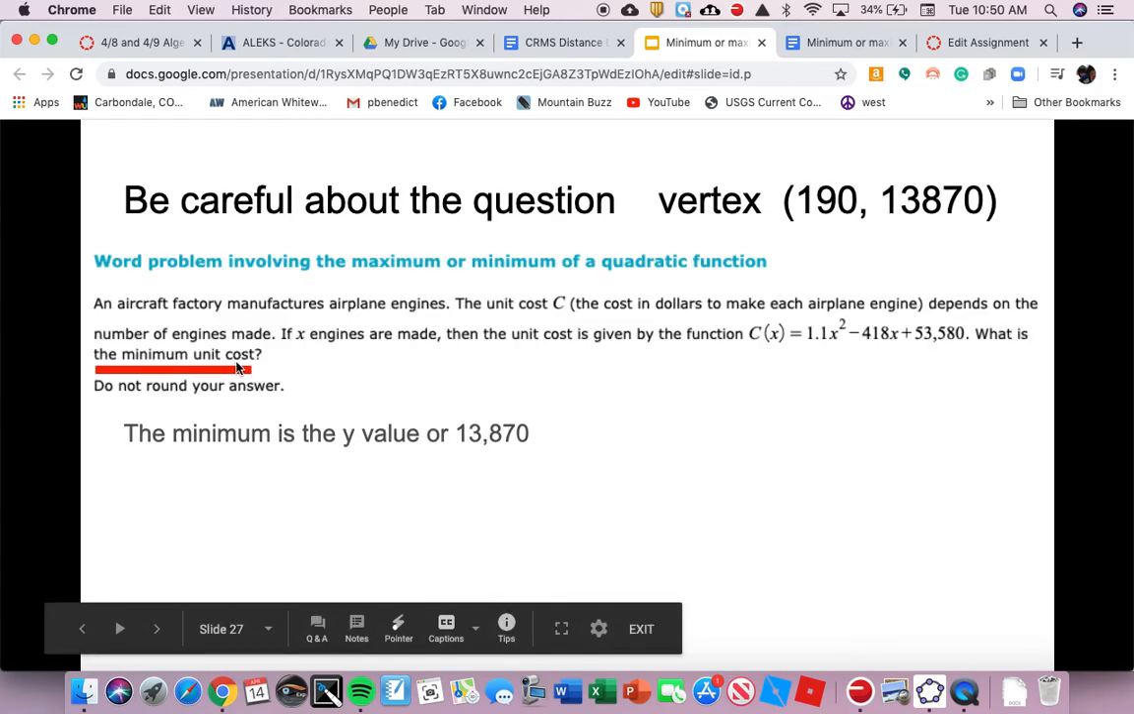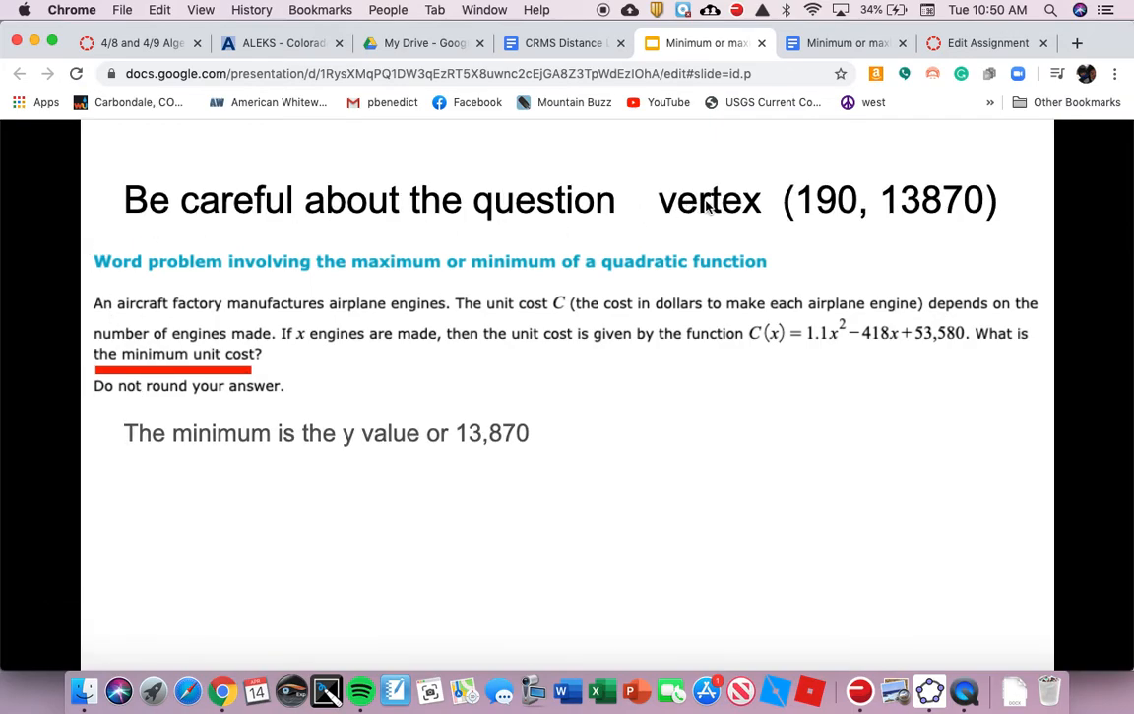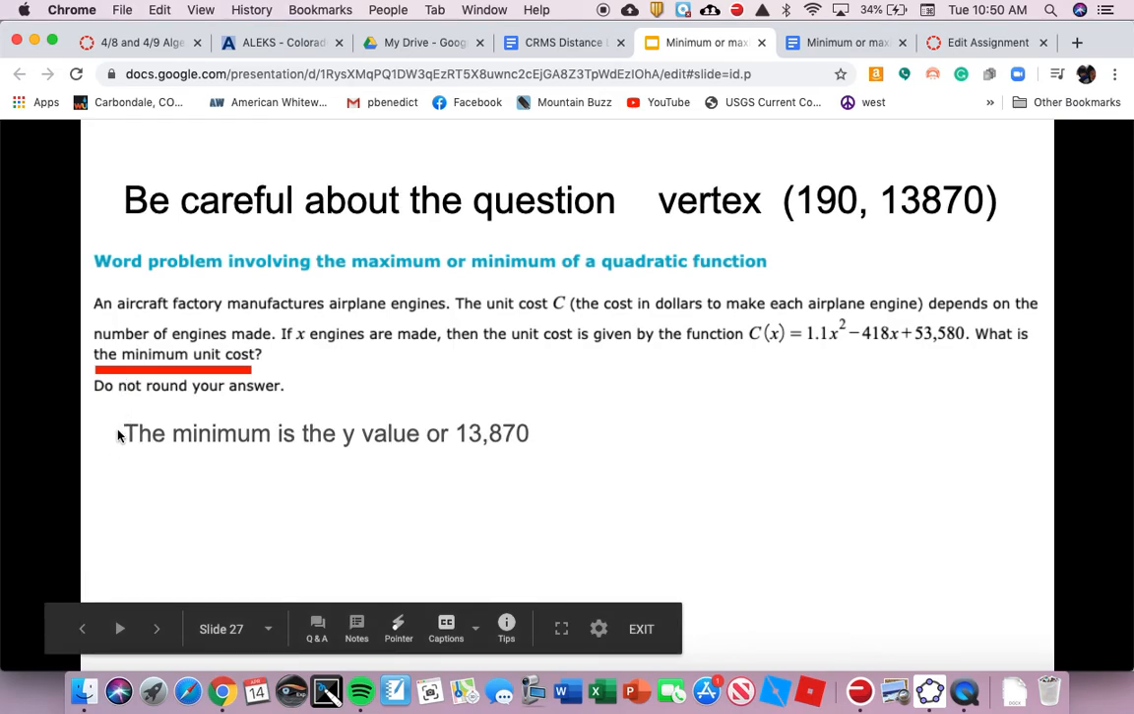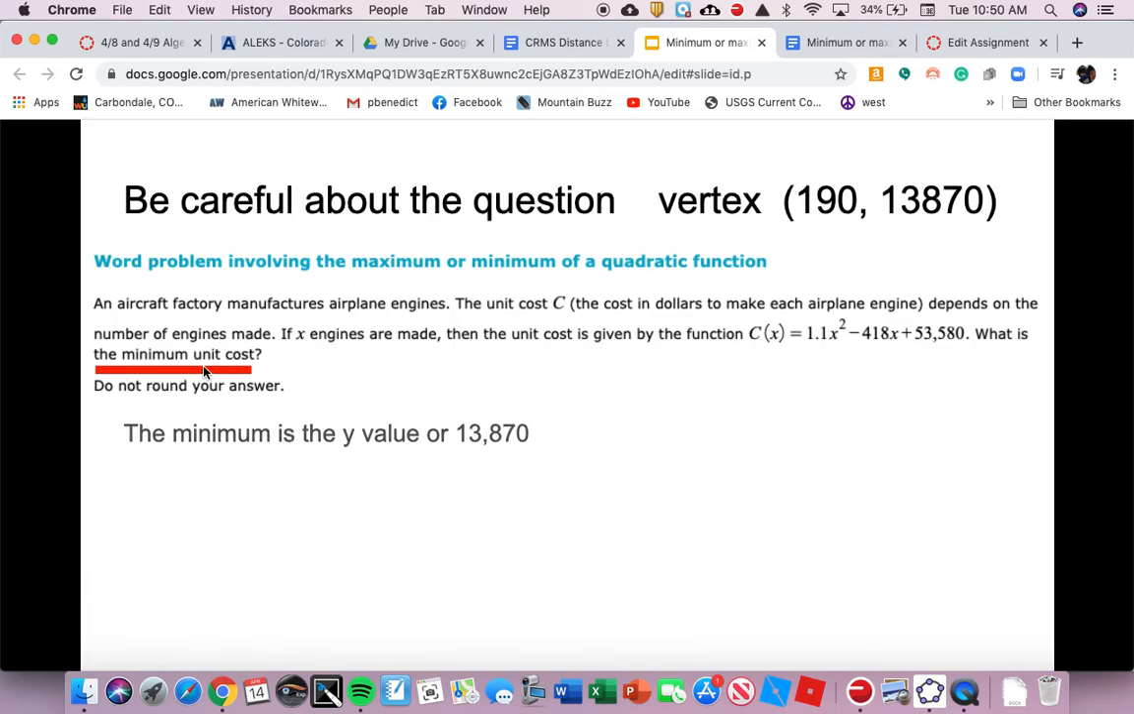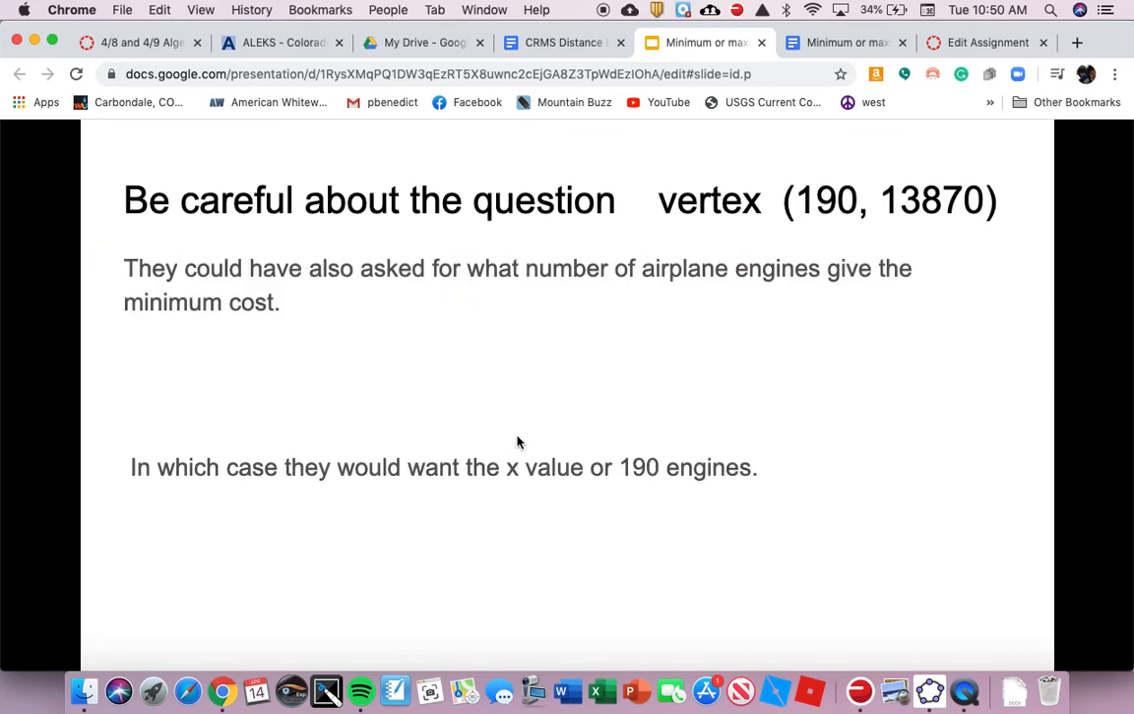And so to answer the question, you need to be careful about what question they're asking. The minimum value is the y. When they're asking you for the minimum cost, that is the y value. And you just report the y coordinate of the vertex, 13,870. They could also ask you for what number of engines, for example, will give you that minimum cost. And in which case you want the x value, or 190 engines.